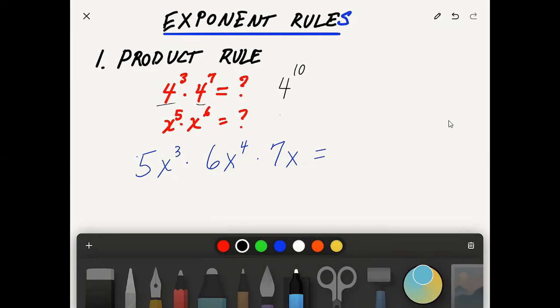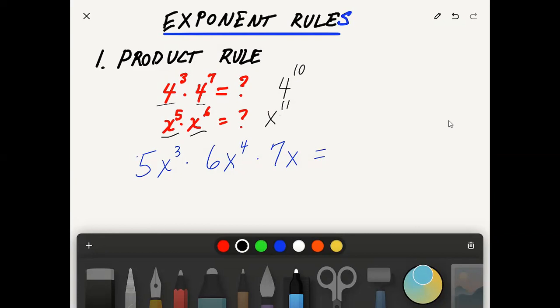So when you have two numbers or two letters that have the same base, all you do is add the exponents and keep the base the same. You don't multiply the bases. You just add the exponents. Let's do another example. The next one has x to the 5th and x to the 6th. The base is an x. So all we're going to do is keep the base and add the exponents. So 5 plus 6 is 11. And so that's it.